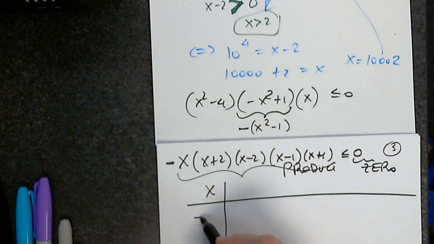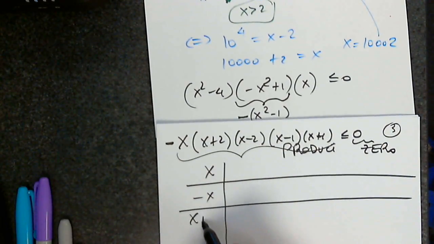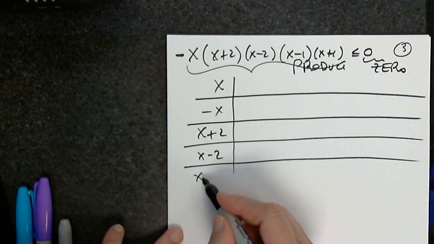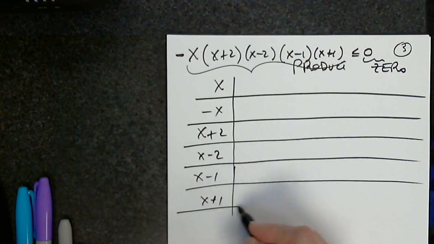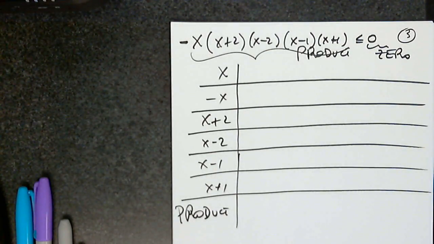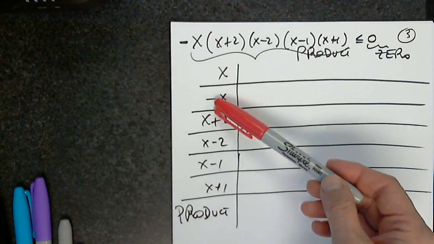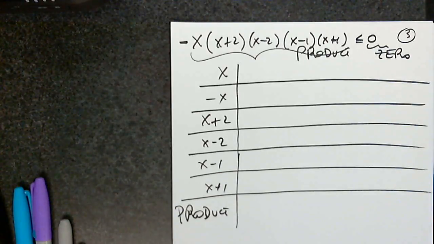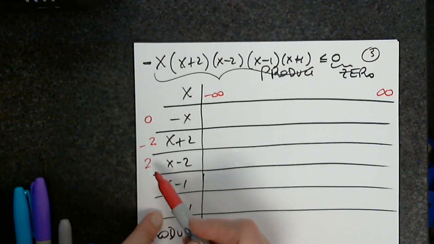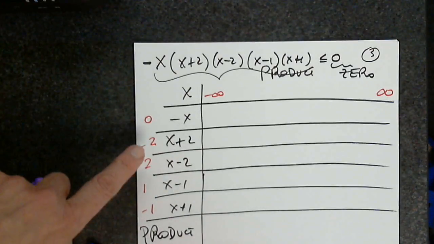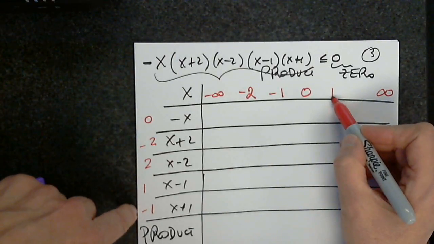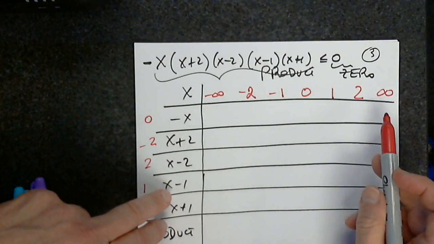So the first factor is negative x. Second factor is x plus 2, then x minus 2, then x minus 1, then x plus 1. And I don't have enough room for that whole thing. I'm going to say product, the whole thing. So each and every quantity has to have a zero somewhere, and I have to put them in the correct order, ascending order. So this one is 0. For this one it is negative 2. For this one it is 2. For this one it is 1. And for this one it is negative 1. So I will have to start with negative 2, then continue with negative 1, then with 0, then with 1, and then with 2. They are now in correct order, ascending order.